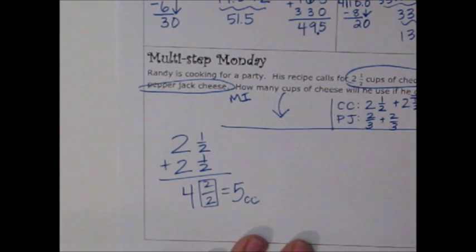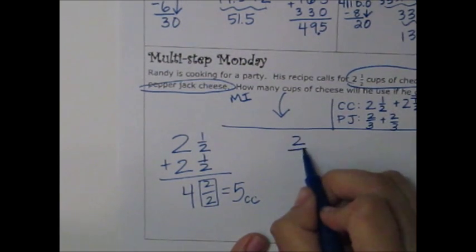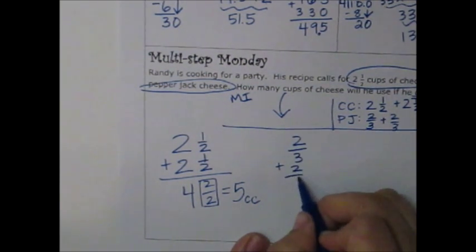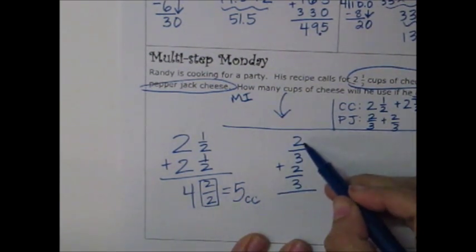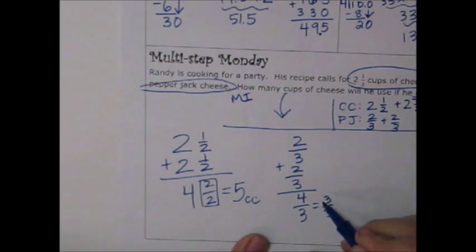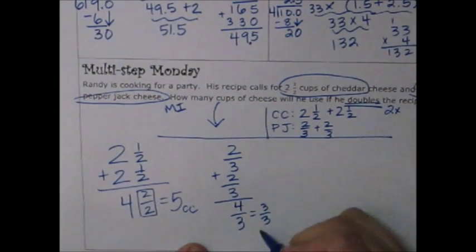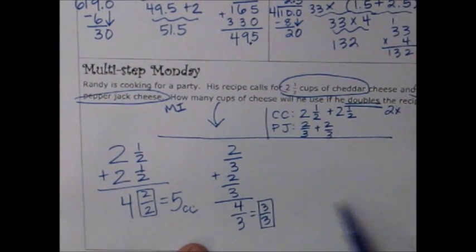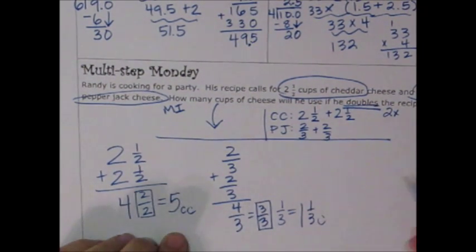5 what? 5 cups. Now let's do the pepper jack. 2/3 plus 2/3. So I'm looking at the numerator. 2 plus 2 is 4/3. So really, if we take out my whole, you guys see, sometimes I have to look up to see if I'm not off the page. And then 4 minus 3 is 1/3. So this is really 1 1/3. Am I done? No. Cups. Right? This is the cups.